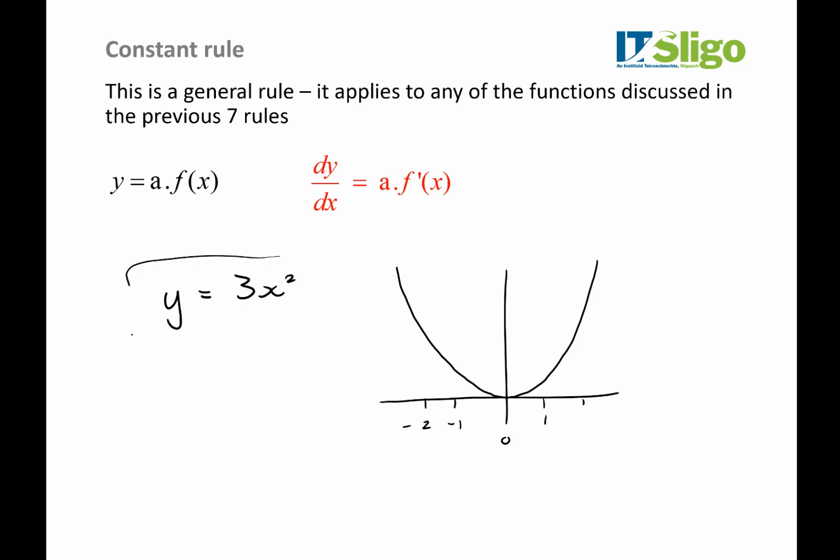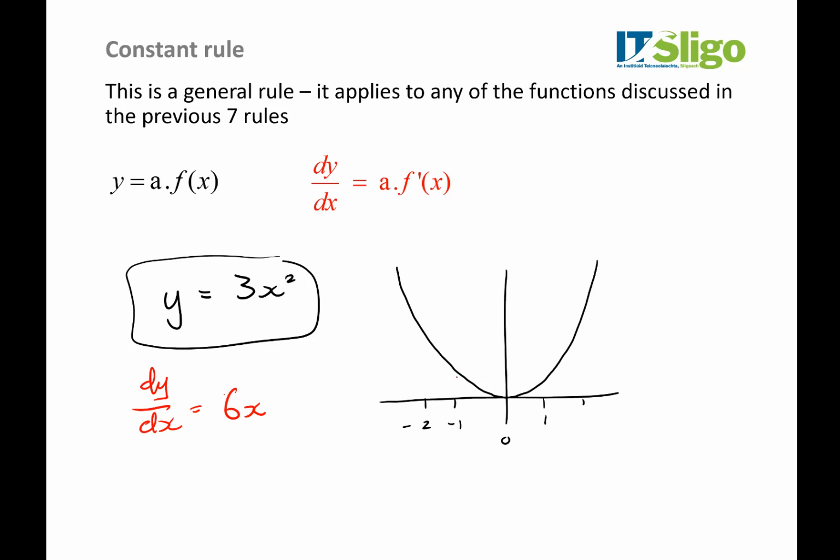Our equation here will tell us the y value, and that's what allows us to draw that black curve. But the derivative, dy/dx, like I said, the 3 stays, multiplied by 2x. So the derivative, just like I did, is 6x.